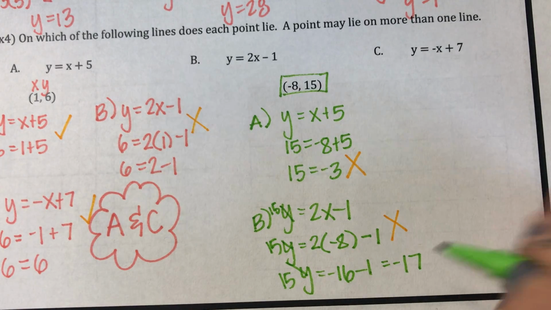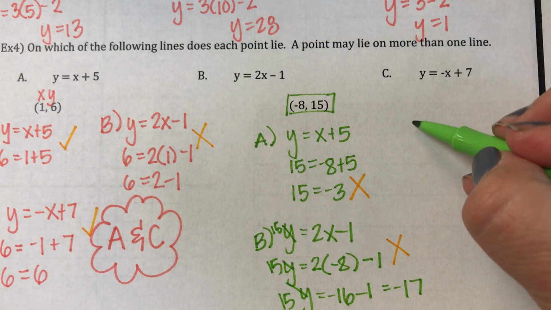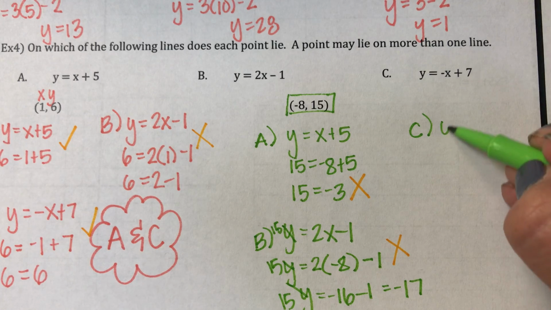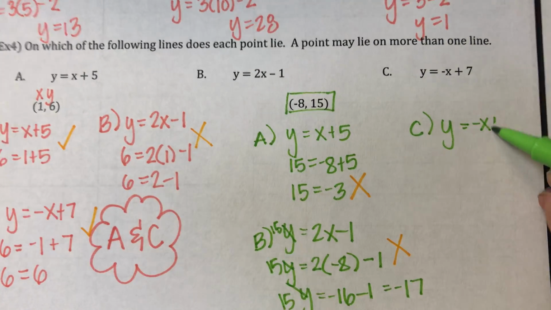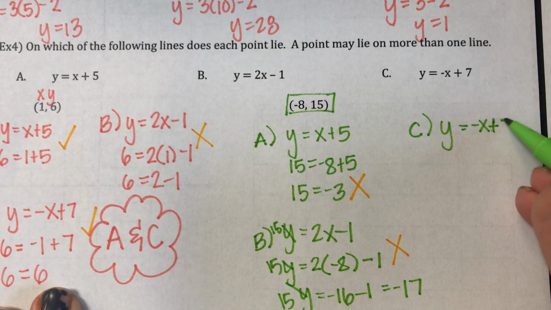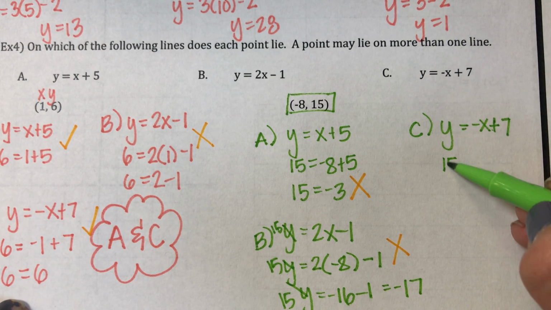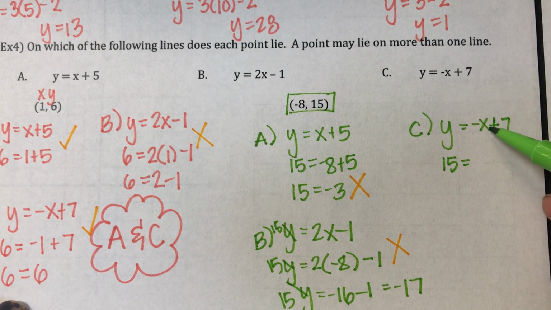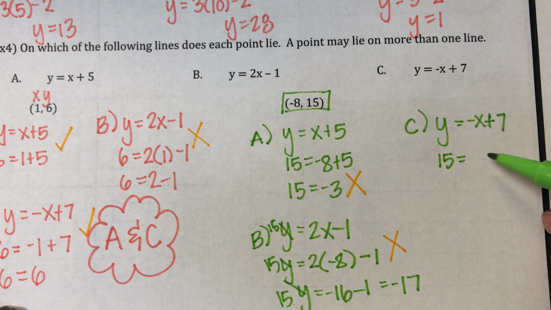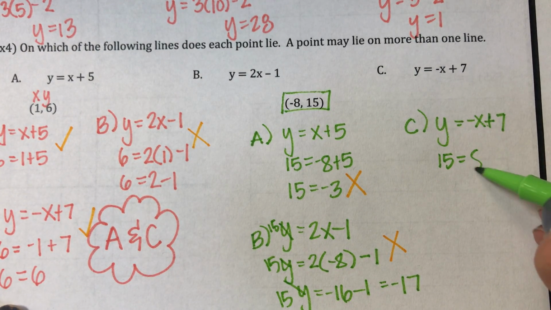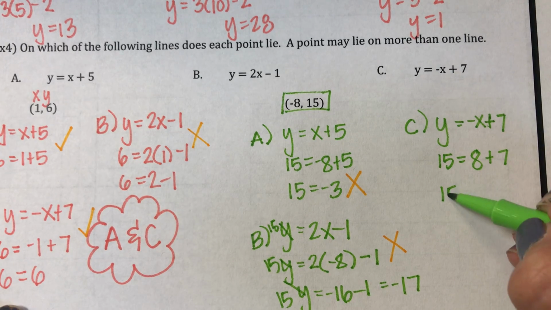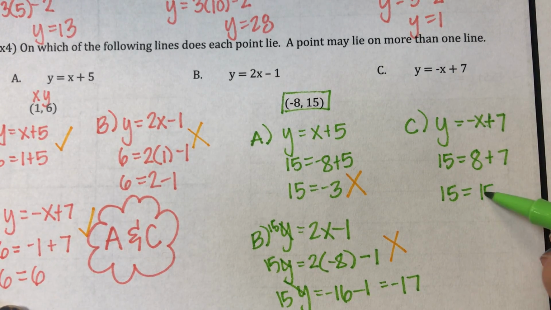Because the y was 15, and 15 doesn't equal negative 17. And then let's check C. So I have y equals negative x plus 7. So y is 15 equals negative x. Well, x is already negative, so what's negative times negative? Positive. So does 15 equal 8 plus 7? Yes.